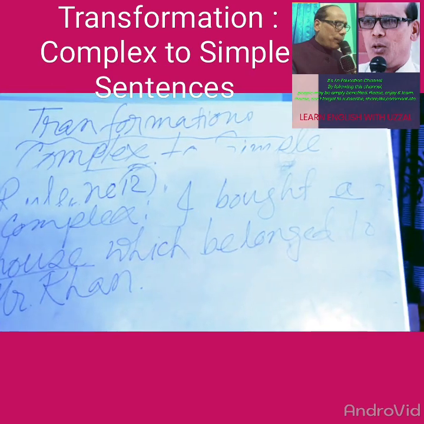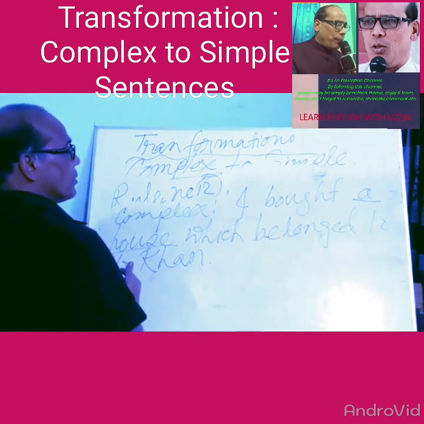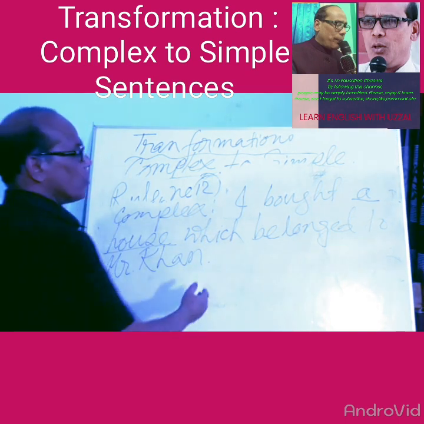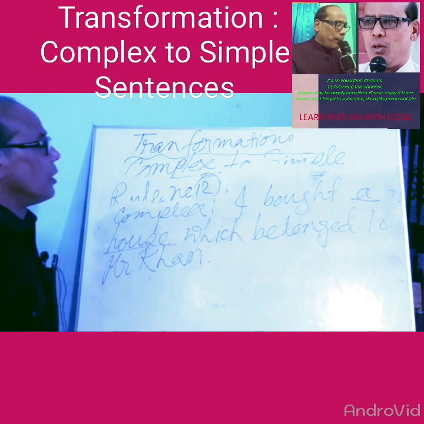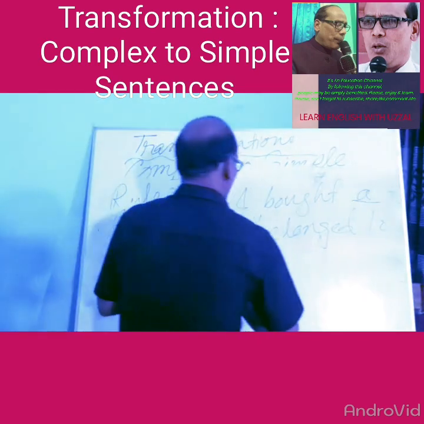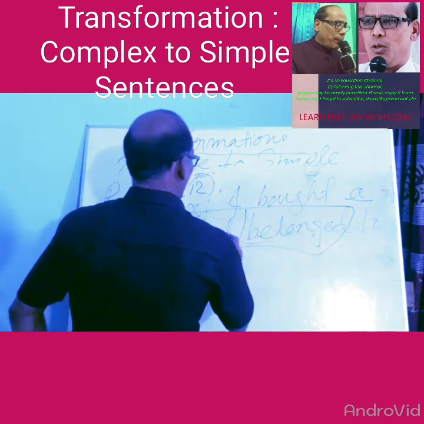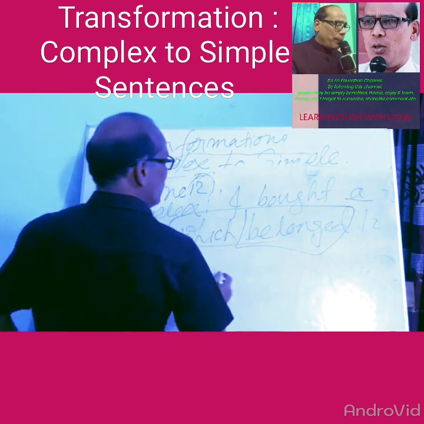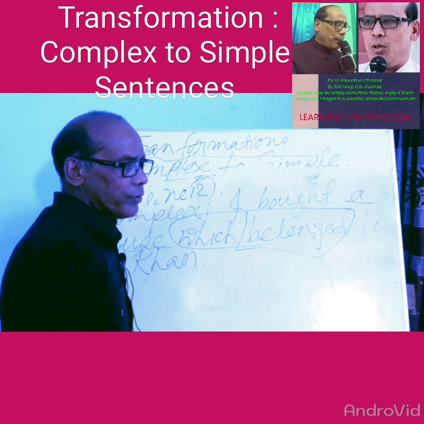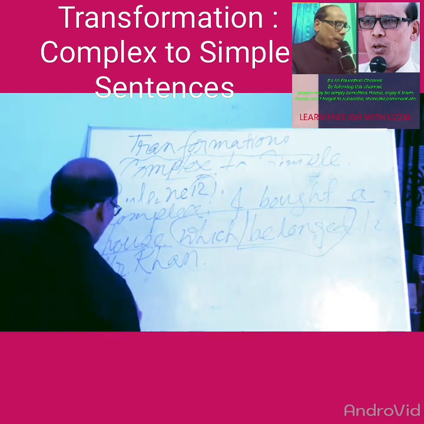So the change will be in the later part of the sentence. Here which is a relative pronoun, that means conjunction, and after the conjunction this portion is a subordinate clause, so the change will be here. You will have to do one thing: which will be omitted and belonged will change into the ing form, belonging, only this. Simple.